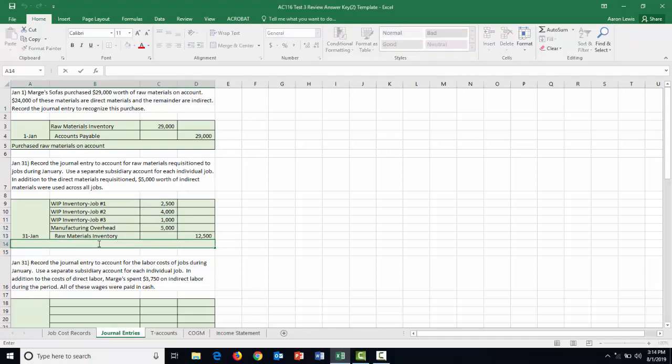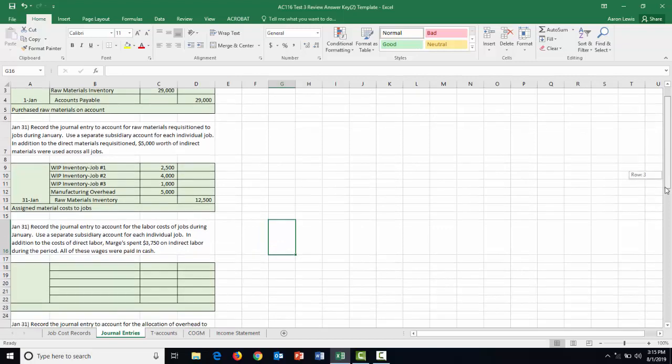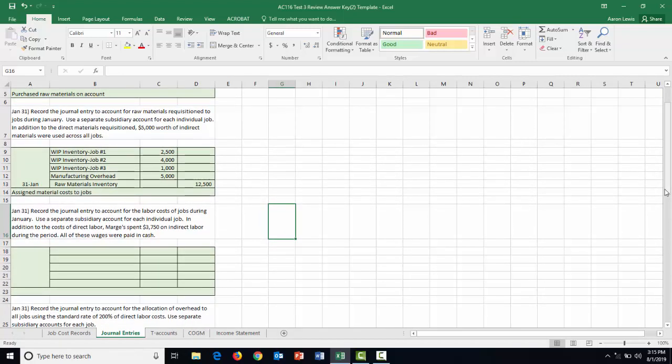What we did here is we assigned material costs to jobs. Also on January 31st, we're going to record the journal entry to account for the labor costs of jobs during January, and we're going to use a separate subsidiary account just like we did above for inventory. In addition, we had an indirect labor cost of $3,750, and we are going to assume that all of these wages have been paid in cash. So let's fill out this entry on January 31st.